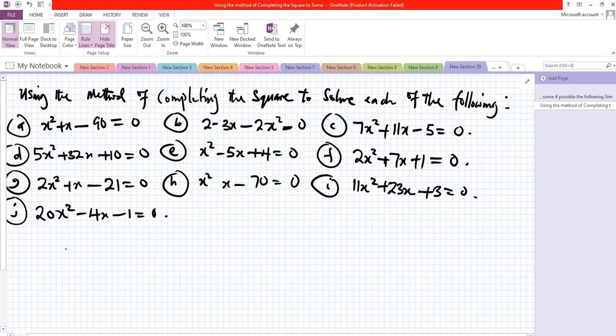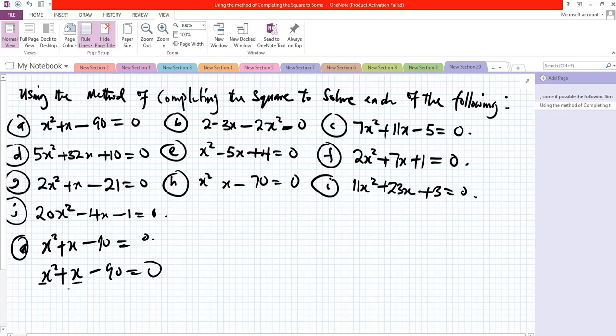Using the method of completing the square to solve each of the following quadratic equations. So A is x squared plus x minus 90 equal to 0. Now for using the method of completing the square, this is x squared plus x minus 90 equal to 0.